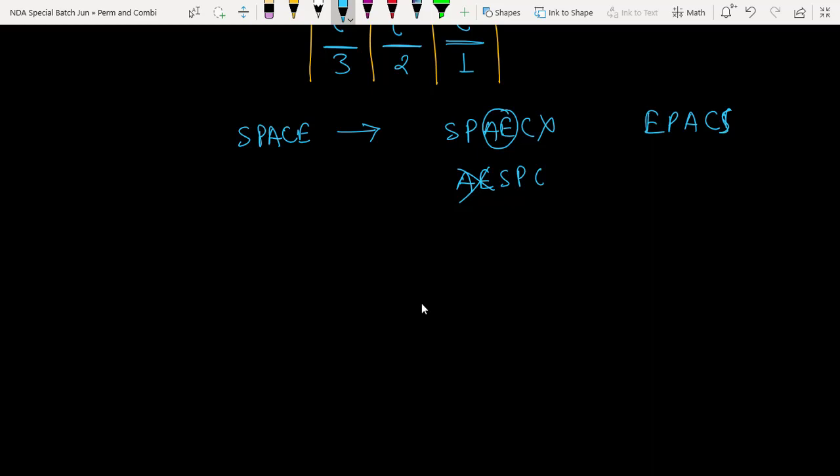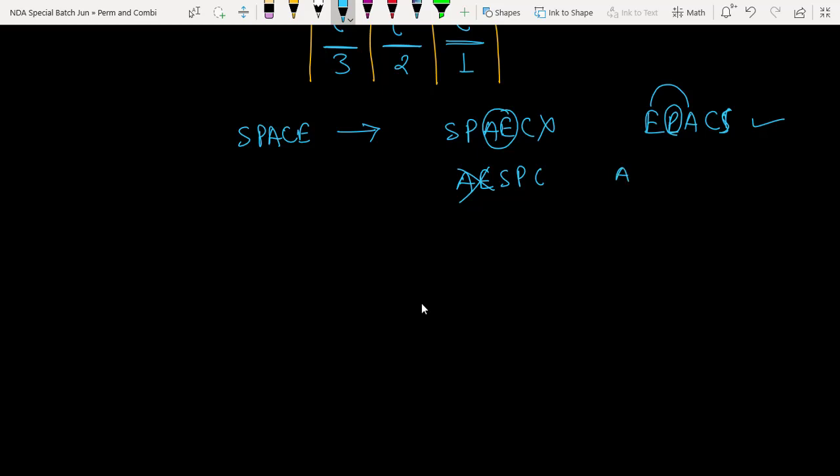Is this allowed? Yes, it is, sir. It is allowed because A and E are now not together. It means that to get a suitable word, there should be at least one consonant in between two given vowels.